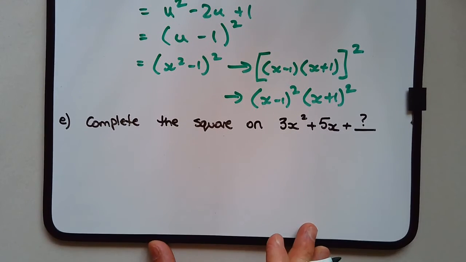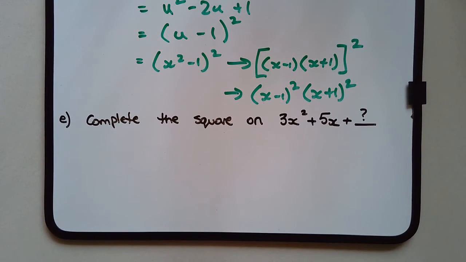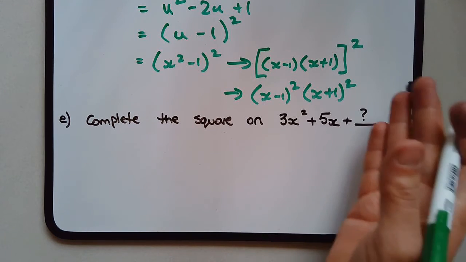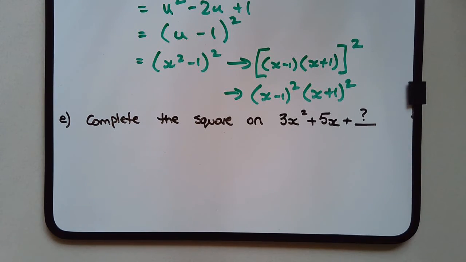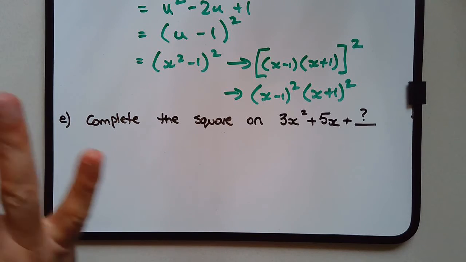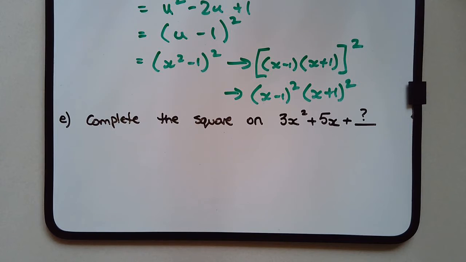Okay, what about the last one? So complete the square on 3x squared plus 5x plus question mark. So we need to find a value for this question mark. While you're thinking about that, if you want to pause the video and give this one a go, you may. I'll give you a little bit of a hint.